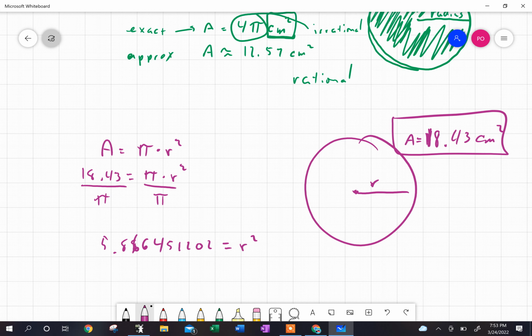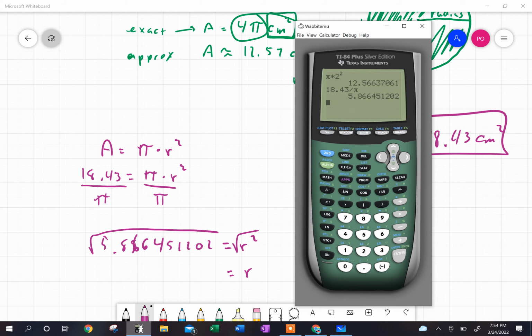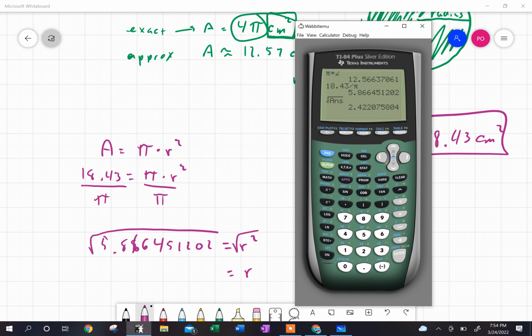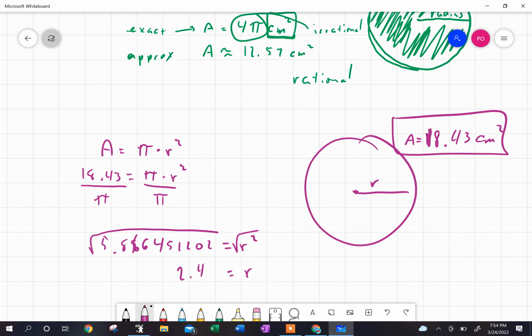Since it's r squared, I need the same number to multiply by itself to get that. So what you can do is take the square root of both sides. When you take the square root of r squared, you just get r. So here's my x squared button right here. I press second and that button, and that gives me the answer. I get a value of approximately 2.42, so 2.42 centimeters.